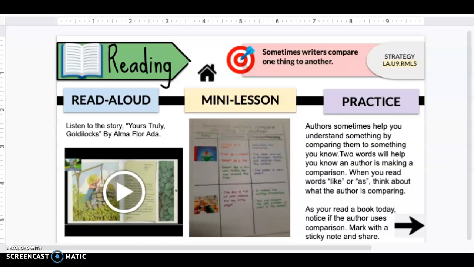And so today, as you read, I want you to look and see if you can spot any of those comparisons in your reading. If you see the words like or as comparing something to something else, mark it in your book and then share it with your parent or your teacher and see if you can find as many comparisons as you can as you read today.